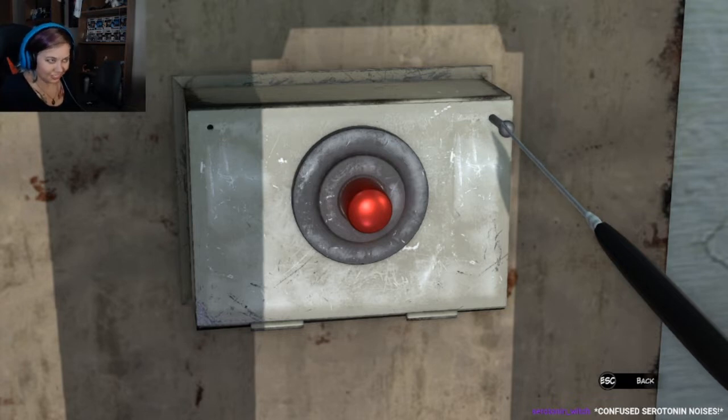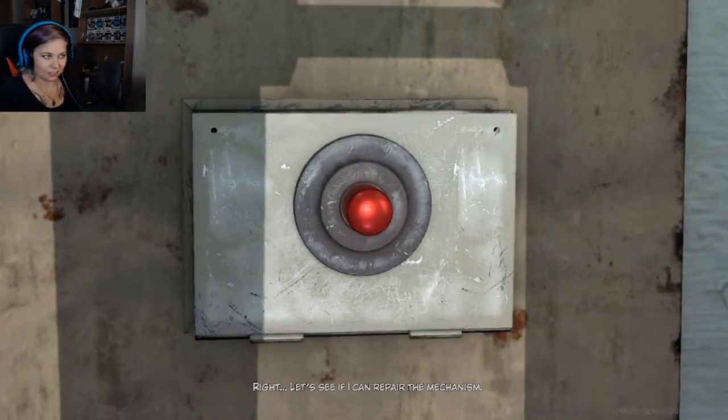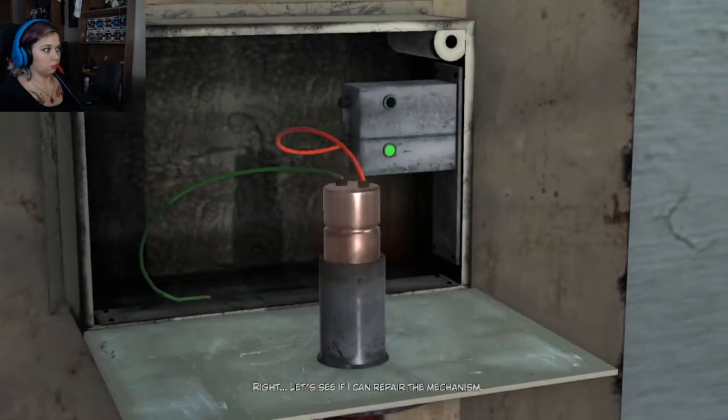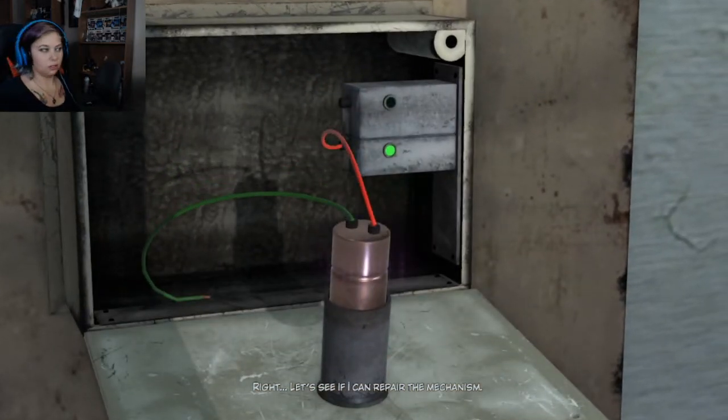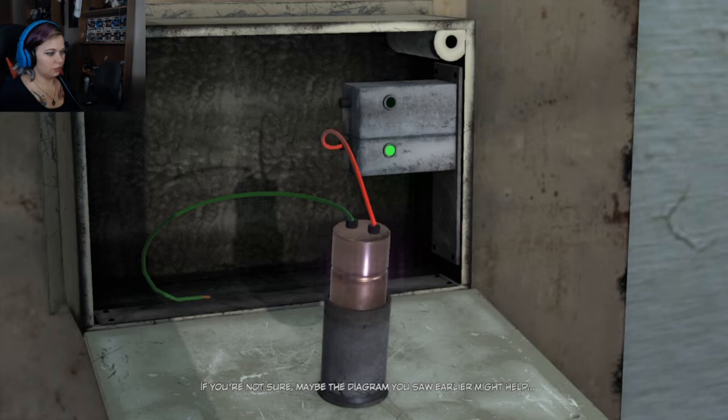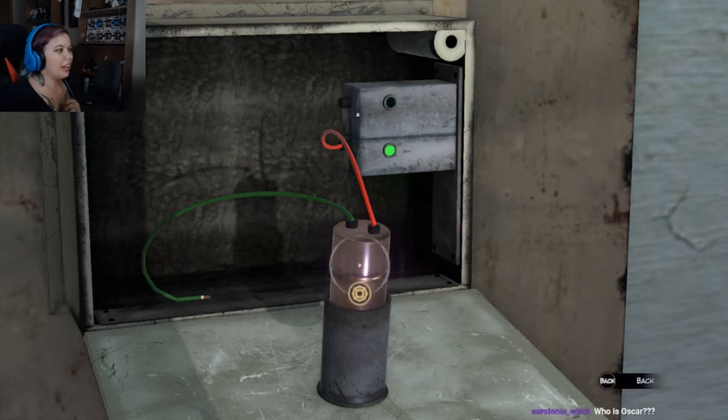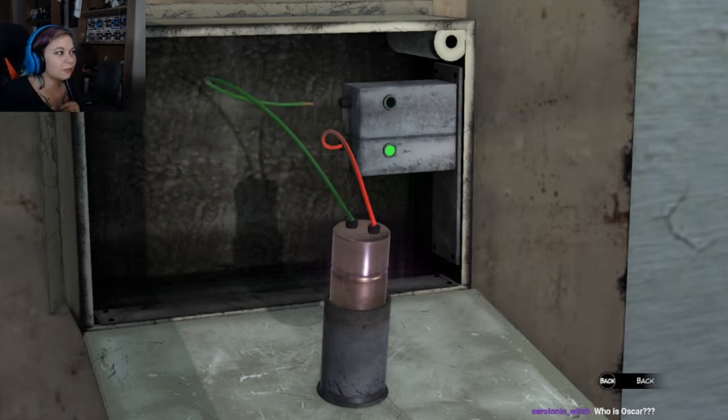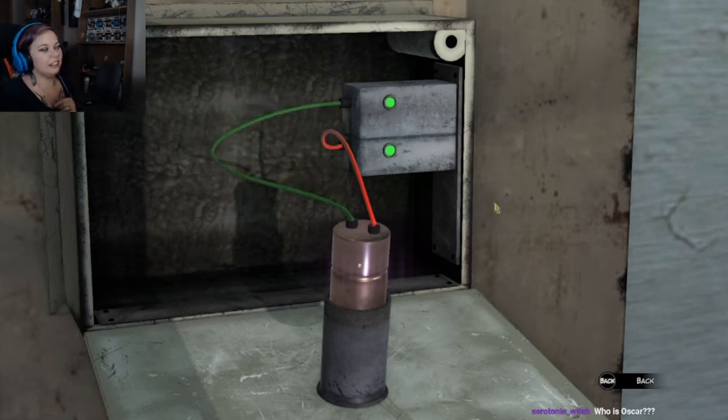Do you wanna... Maybe? Oh, did I click off? I think I just clicked off my screen. Right. Oh! Let's see if I can repair the mechanism. If you're not sure, maybe the diagram you saw earlier might help. So there's a wire that's not connected and you have to look at a diagram? No, just plug it freaking in. It's gonna work just fine.